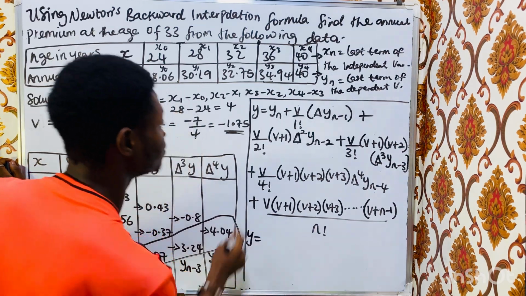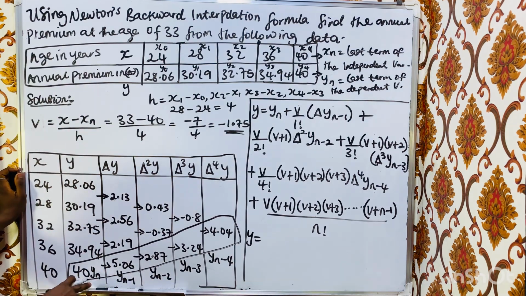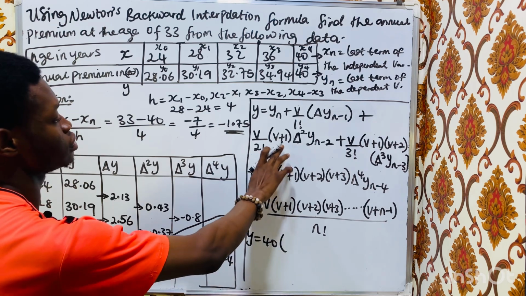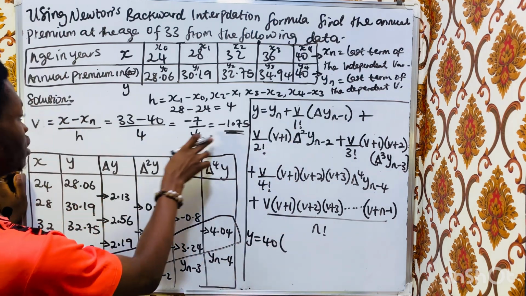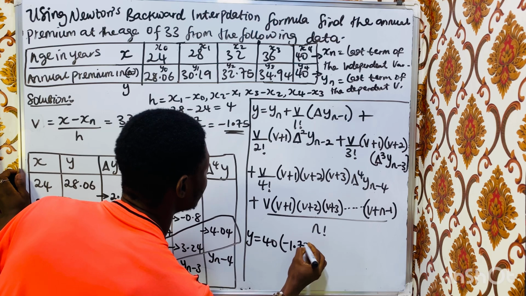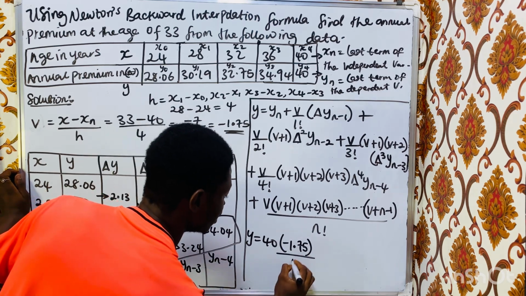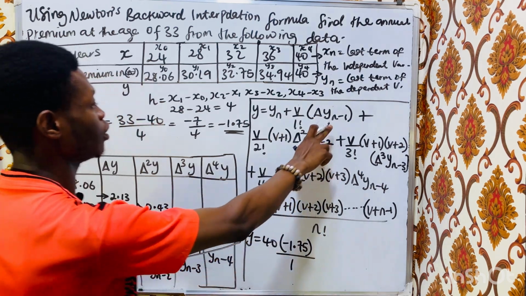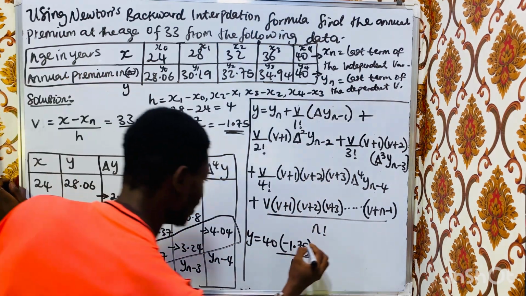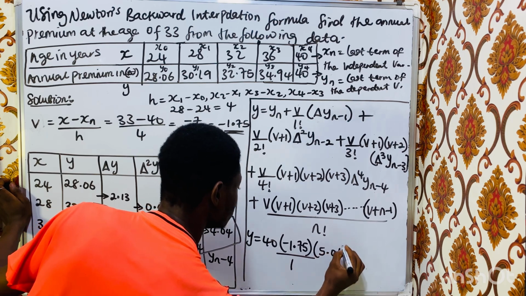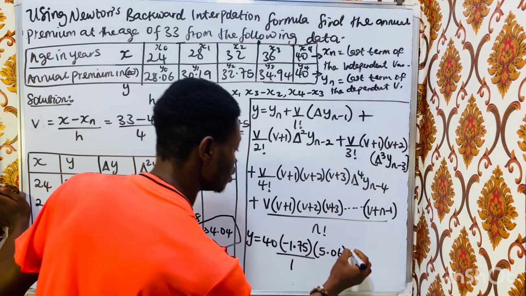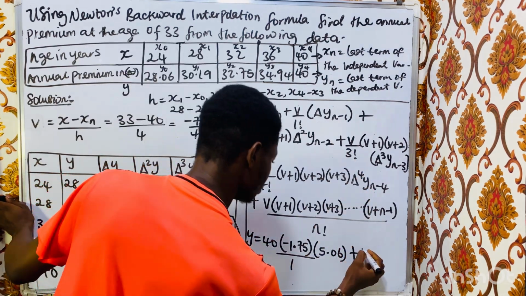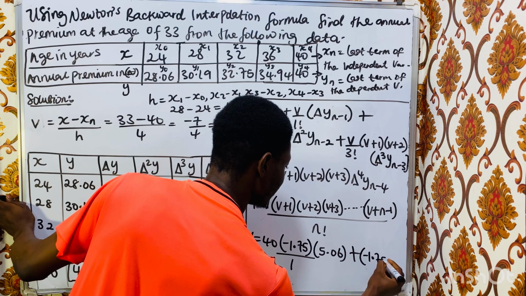Our y will now be, our y sub n is 40. Then times v, which is negative 1.75, over 1 factorial, which is 1. So we have delta y sub n minus 1, which is 5.06. We are through with here. Then plus v, which is negative 1.75.